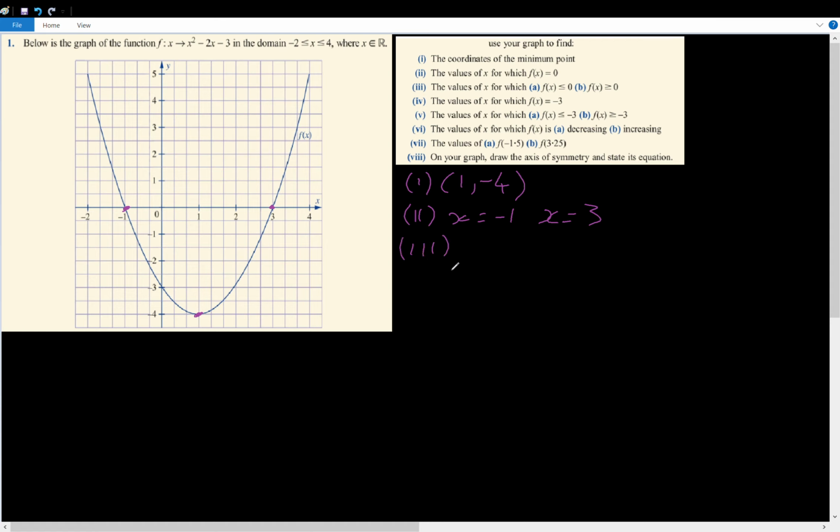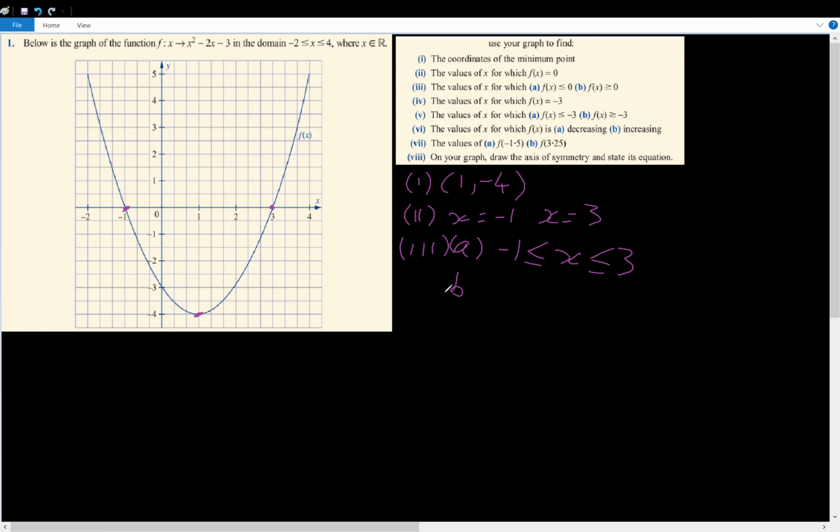For part 3, we have 2 parts to this. We're asked to find the values of x for which, firstly, f of x is less than or equal to 0. Now, f of x refers to our curve, and the 0 they're talking about in this case is when y is 0, which is the x-axis. So we're looking for the range of values that will make the curve be lower than 0. We're reading off the x-axis in this case, so it's going to be minus 1 is less than or equal to x is less than or equal to 3, which is just a way of saying all the numbers between minus 1 and 3.